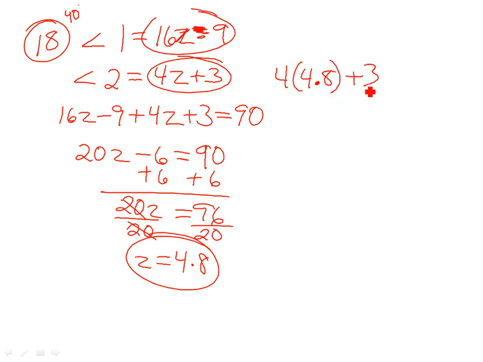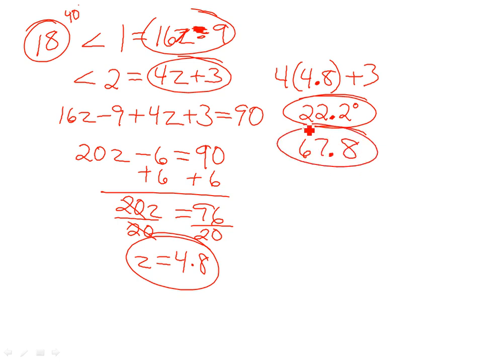Somebody do that for us real quick. Tell us that answer. 22.2 degrees, good. Now, once we know that, do we have to plug into the 16z minus 9? What might be an easier way? What'd you know about the two angles originally? They're complementary, good. So just take 90 minus 22.2, and what do you get? 67.8. That's probably a little easier than plugging it into that, right?